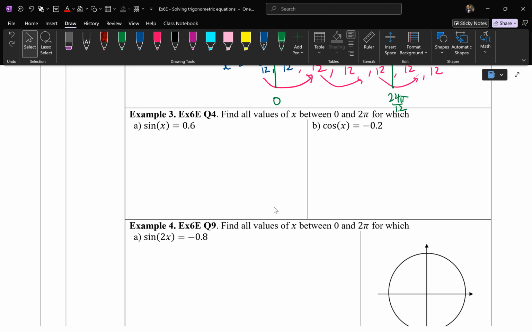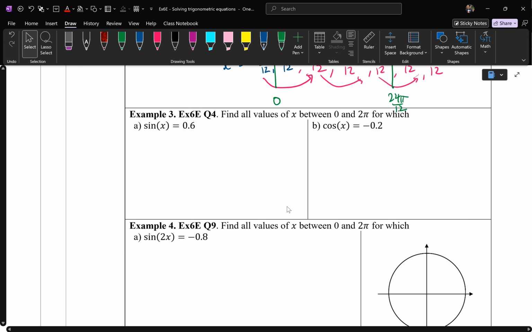It doesn't have to be 0.5. It could be 0.6, but still you've got to use the unit circle. Okay? All right, team, we're going to stop the video there.